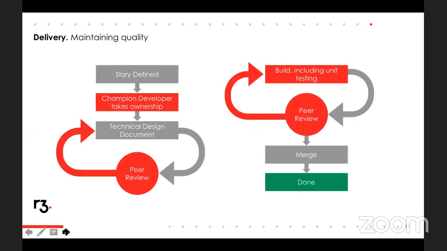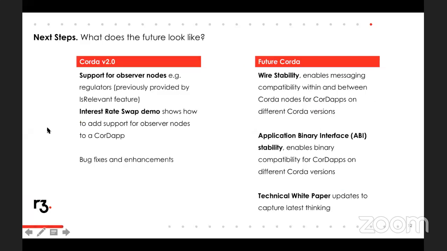Okay, so that's delivery. Let's move on to the future versions of Corda then, please, Mike. Okay, so Corda version 2. Aside from the bug fixes and enhancements that are coming up, we've been listening to customer feedback following Corda version 1, and a key change that we've picked up on for version 2 is going to be the support for observer nodes.